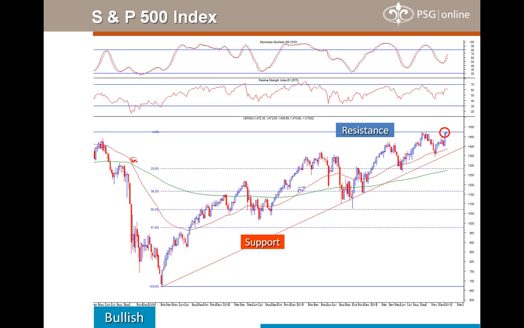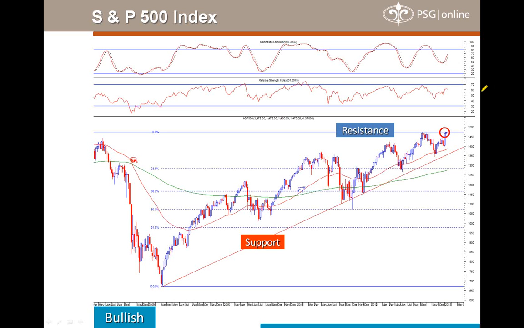This is a weekly chart of the S&P 500 just to show you how the market has been performing, the recovery since the 2008 credit crunch. We're looking at, first of all, higher highs. So we're in a bit of a bull market. Secondly, we can see that it's trading above the support trend line.